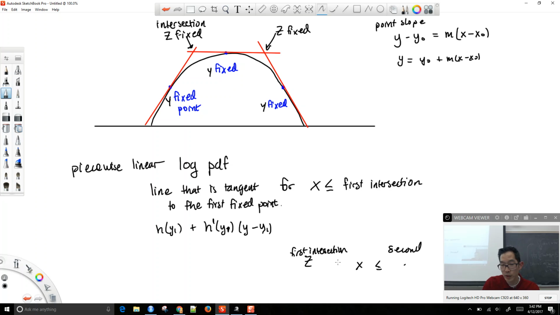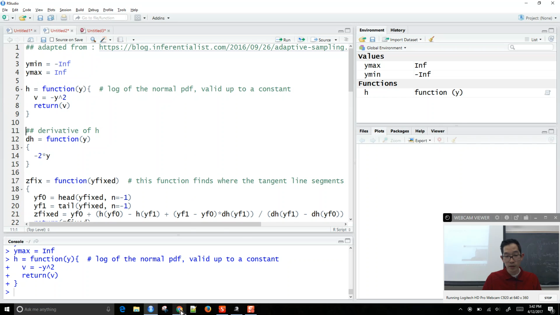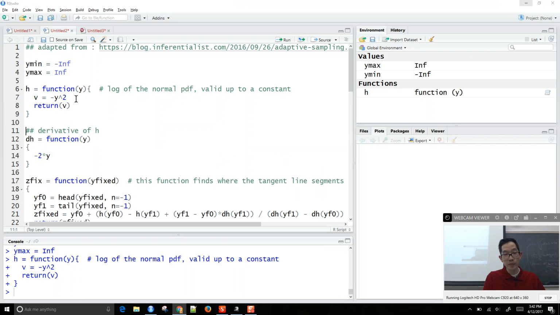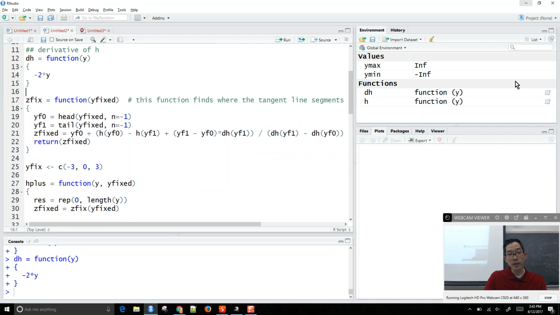For x between these intersection points, you have basically another linear equation, and so on. Okay, so we have a piecewise linear function here, and it's calculated in these functions. So we have the function for the log PDF, the derivative of the log PDF. This thing calculates where all of the intersections are.